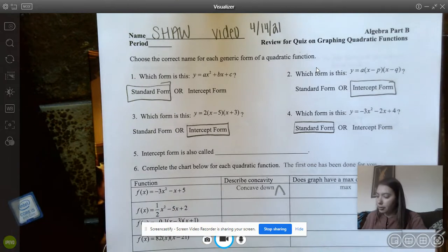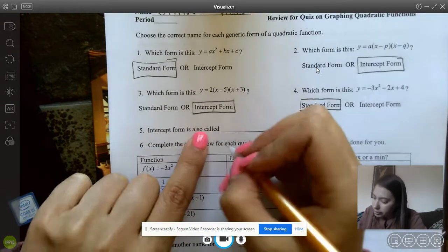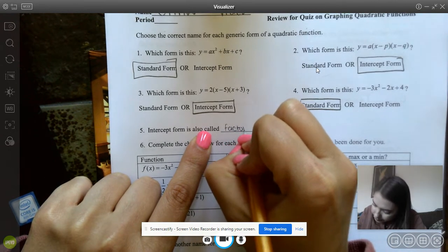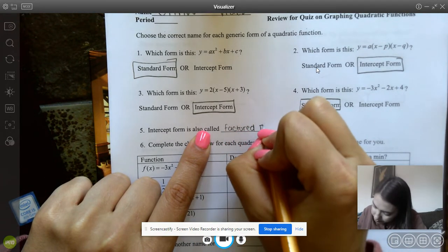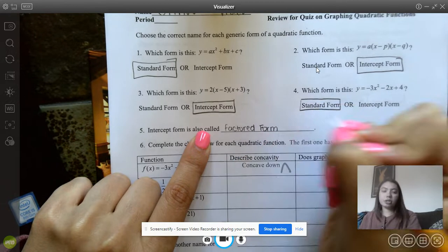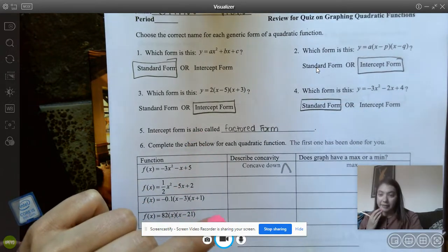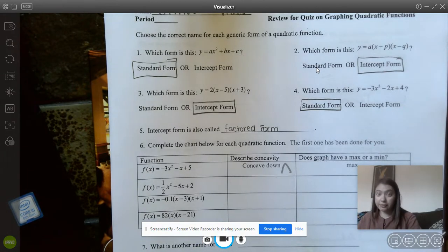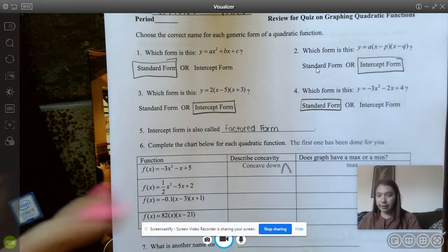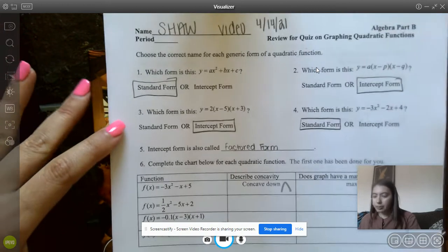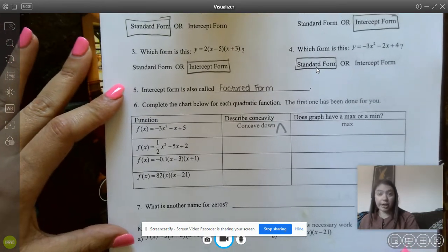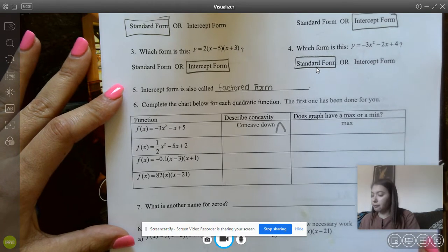Okay. Question number 5, intercept form is also called factored form. Because each parenthesis that we are given in this form is the factor, and we can use those factors to find the x-intercepts or the zeros. Question number 6 asks us to complete the chart below for each quadratic function. The first one has been done for us.